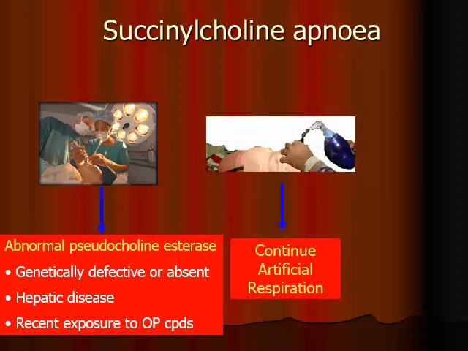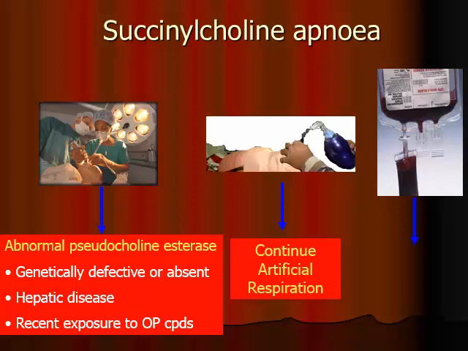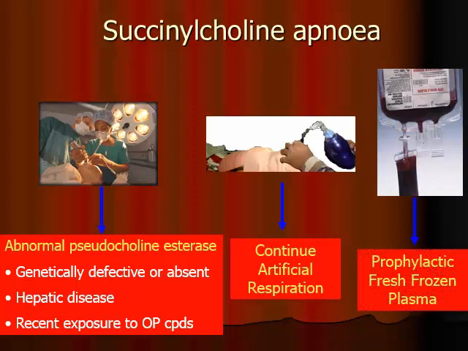The best solution is to continue artificial respiration, as long as the apnea is present. This gives a chance for the high succinylcholine concentration to diffuse away from the nicotinic NM receptors. If there is a history of succinylcholine apnea, we may give fresh frozen plasma, or fresh blood transfusion, before the surgical operation. This supplies enough amount of the enzyme to metabolize the succinylcholine.